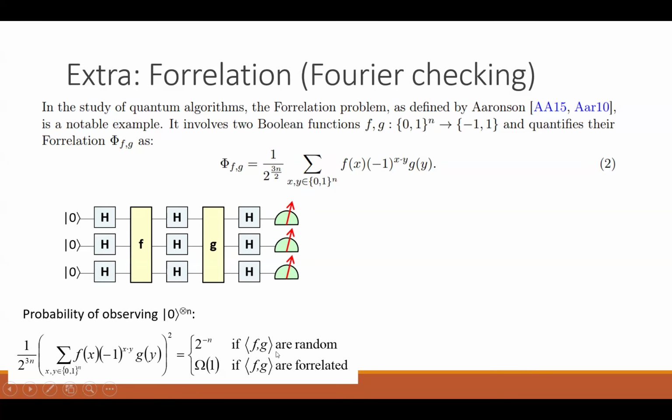And I also want to show that when FG are random, these are very small. When FG are correlated, this will be large. So this is the thing I want to prove.